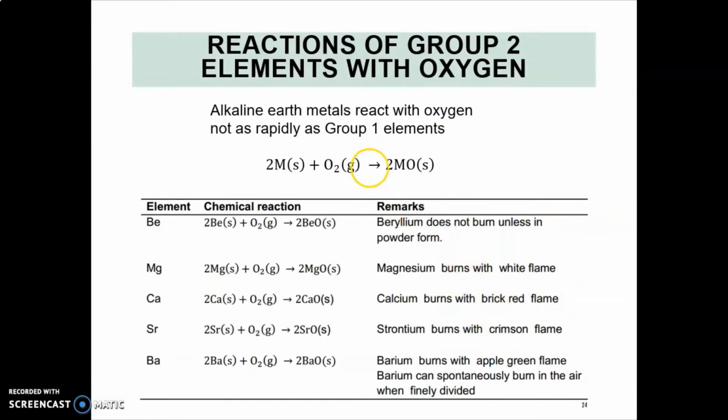Similar to group 1, alkaline earth metals also react with oxygen, but not as rapidly as group 1 elements. So all group 2 elements react with oxygen to form metal oxide.